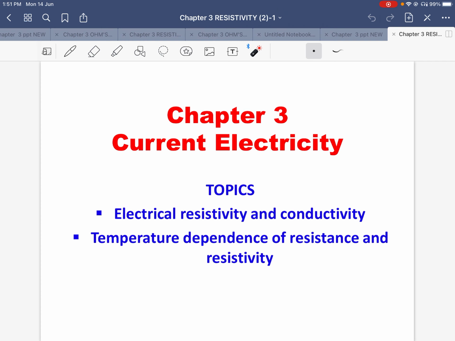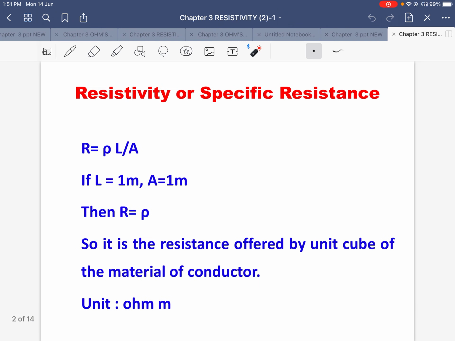So let us start. First topic is resistivity or specific resistance. We know that resistance of a conductor is directly proportional to length of conductor, and it is also inversely proportional to area of cross section of a conductor, and combining these two factors we can write R is proportional to L upon A, and this proportionality sign is replaced by a constant of proportionality, and that constant of proportionality is known as resistivity or specific resistance of a conductor.